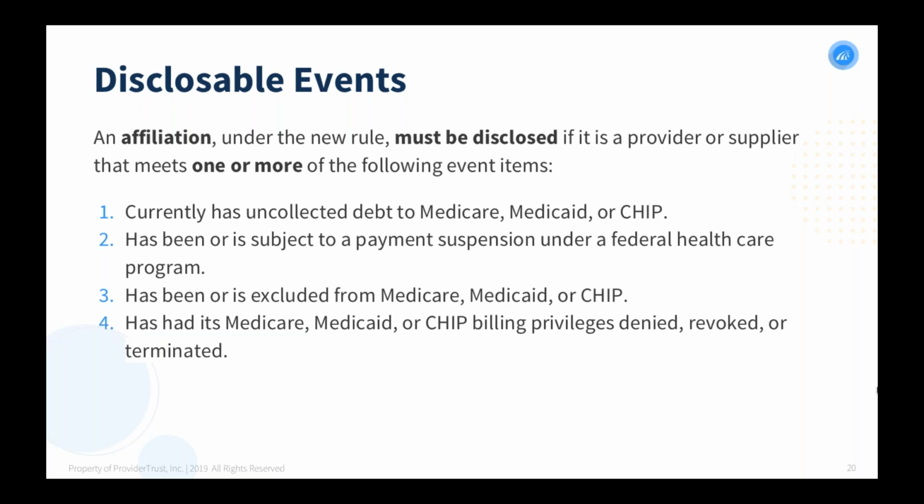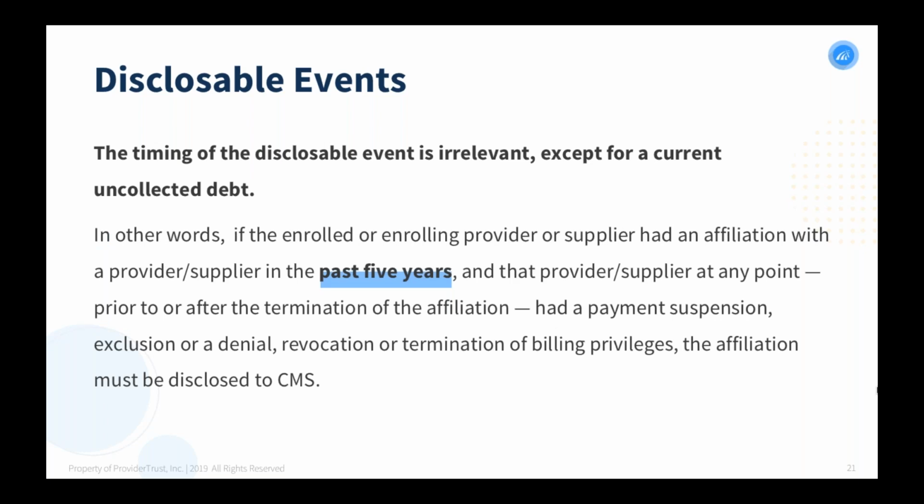Number four, a disclosable event would be if that provider or supplier has had their Medicare, Medicaid, or CHIP billing privileges denied, revoked, or terminated. Again, I'm not sure that's available publicly for you to search. So how to meet that is something I think they're going to get a lot of comments and questions on. As we mentioned, for disclosable events, the timing is irrelevant except for a current uncollected debt.